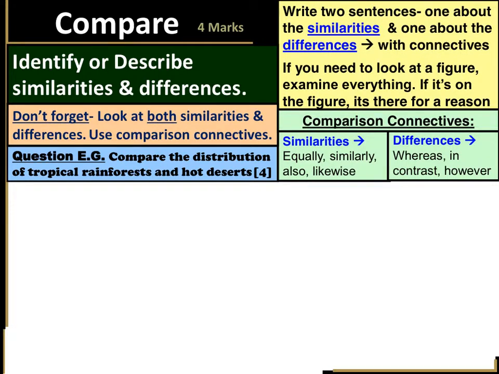On the right hand side in the yellow box is some suggestions, and also in the green box, if you want to pause here, there are some comparison connectives that you could include to show the similarities and the differences.